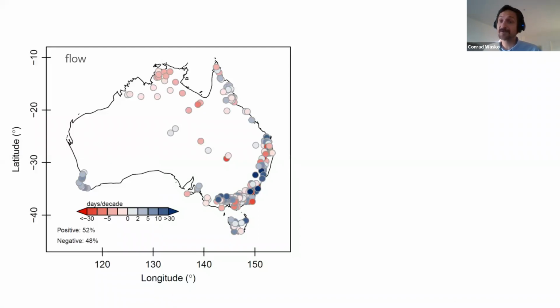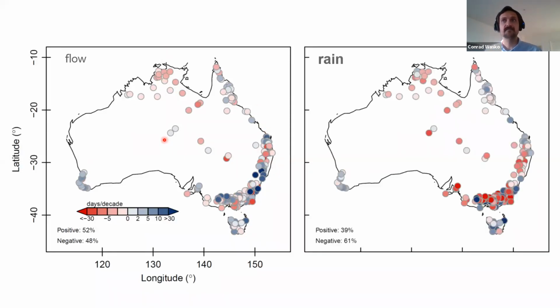What's interesting to note is that none of the trends actually came out to be statistically significant. So we're really struggling to find strong trends in any of the variables. So this is the stream flow. There is probably a shift to later flooding in southwest Australia, which is what it looked like when I showed you those time series, and probably earlier flooding in the tropics, but very mixed results elsewhere.